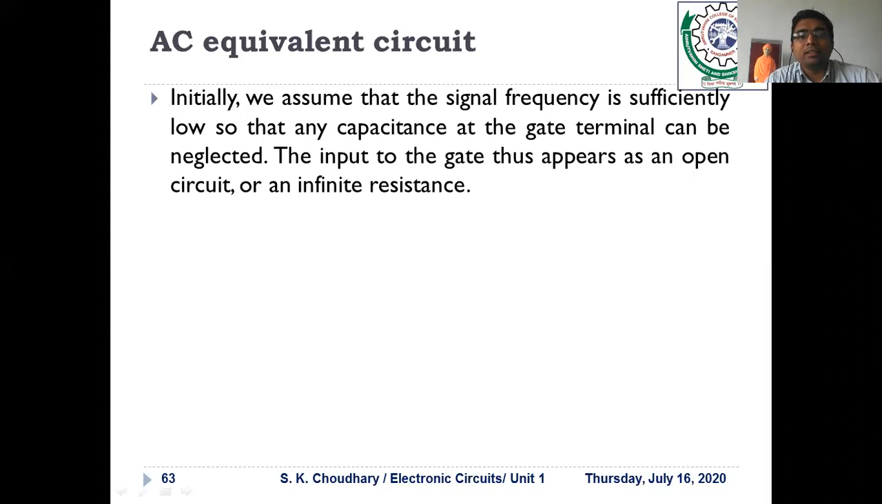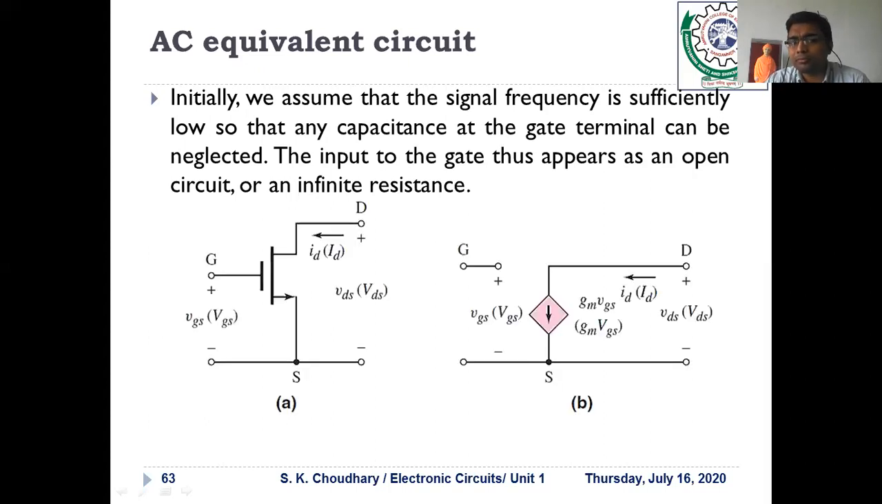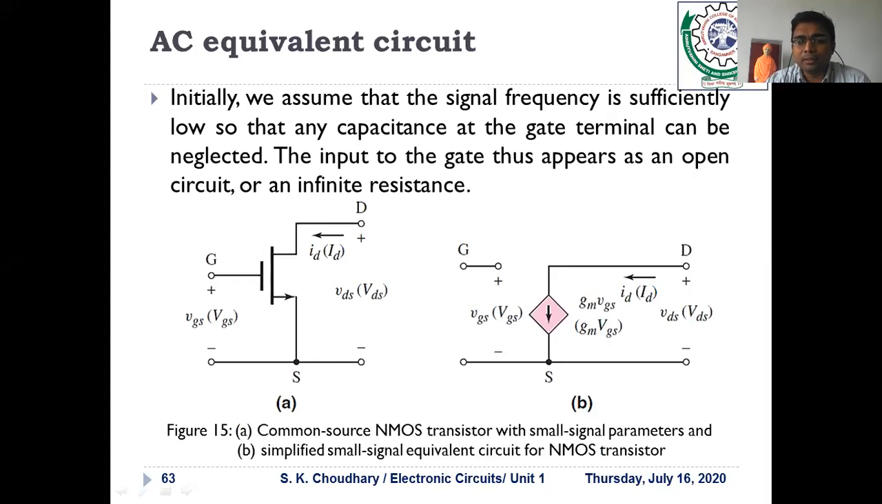In this case, initially we have to assume the signal frequency is sufficiently low so that any capacitance at the gate terminal can be neglected, and the input to the gate thus appears as an open circuit or infinite resistance. We have already discussed this point. Here in the diagram it is very clear, you have to see the diagram.